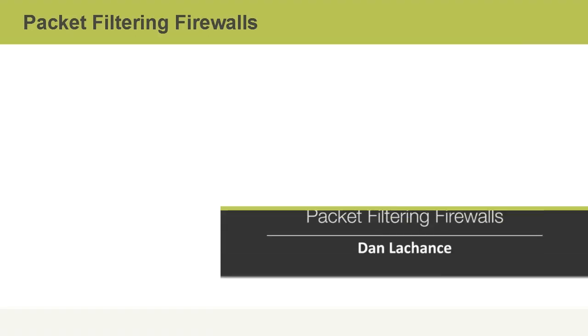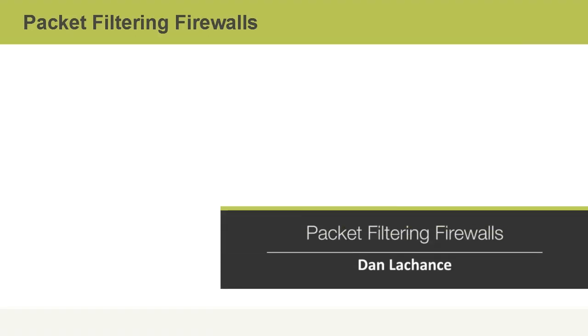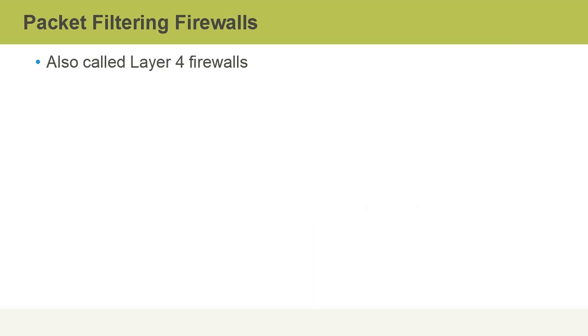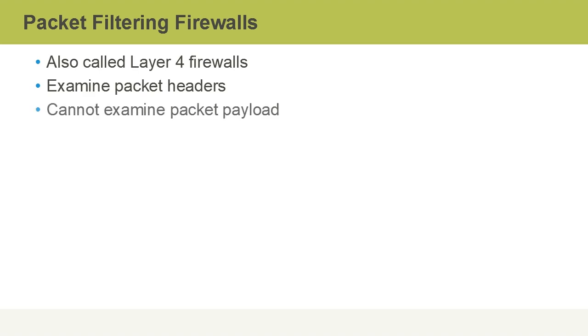In this video, I'll discuss packet filtering firewalls. Packet filtering firewalls are also called layer 4 firewalls. This is because they are designed to examine packet headers, specifically things like UDP and TCP headers, which map to layer 4 of the OSI model. So therefore, a packet filtering firewall cannot examine packet payload.